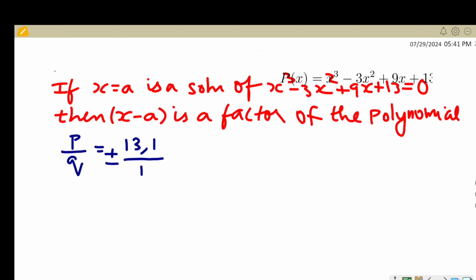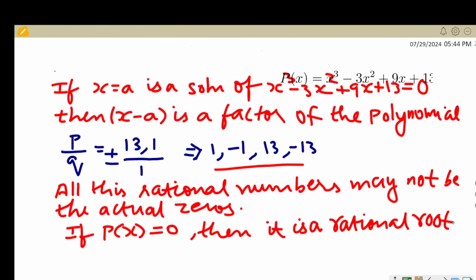All these numbers may or may not be the actual zeros. Here, plus or minus 1, plus or minus 13 are possible zeros. The rational zero theorem helps us to find the zeros of a polynomial if and only if it has rational zeros. After finding possible rational zeros, substitute in p of x. If p of x equal to 0, then it is a rational zero.